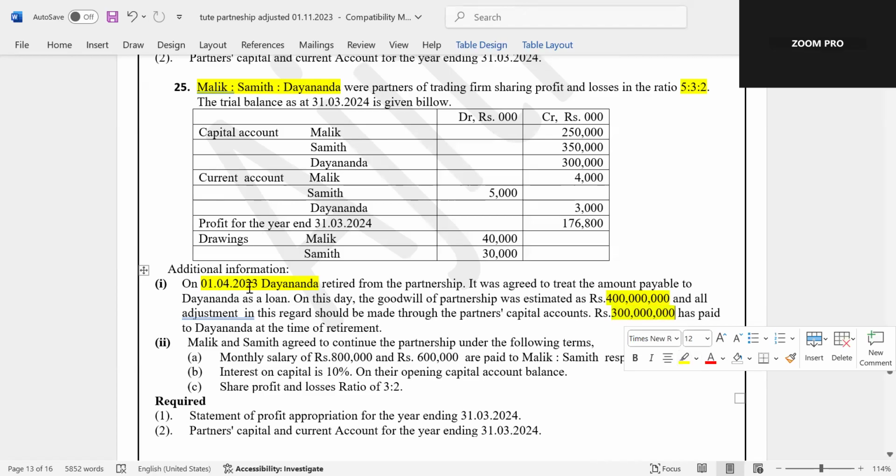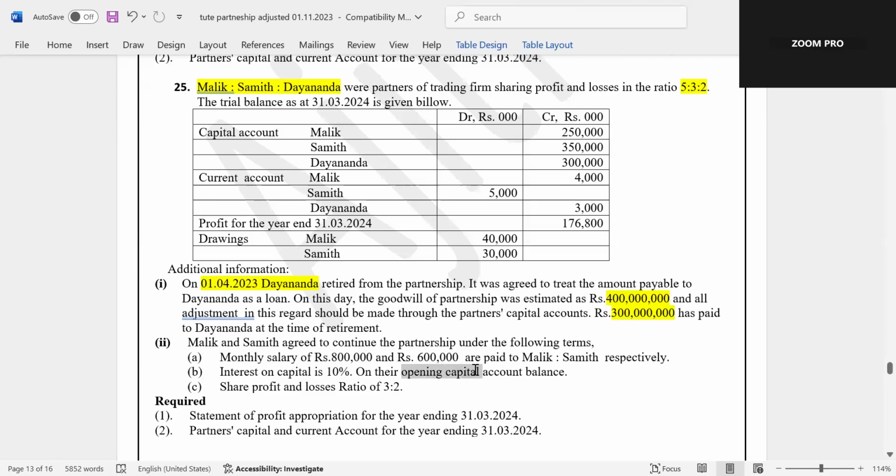And the retirement at the beginning, very important. If a partner retires right at the beginning of the year, he has not been in this year. Therefore, the retired partner does not give their contribution to generate profit, so profit cannot go to him. And given new agreements, only two partners are in this year. Malik and Samit agree to continue the partnership under the following terms. Monthly salary, only two partners available, 800,000 and 600,000. Interest on capital 10% on their opening capital account balance. Very important, that part.